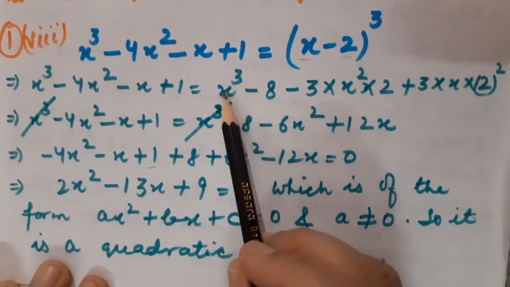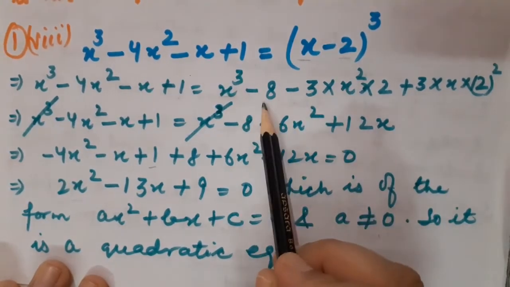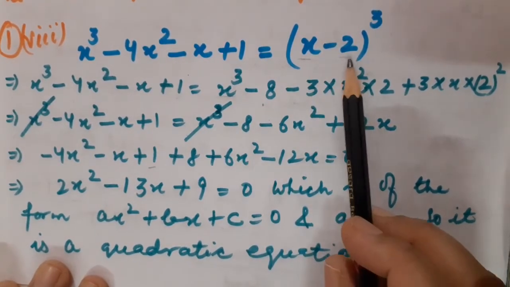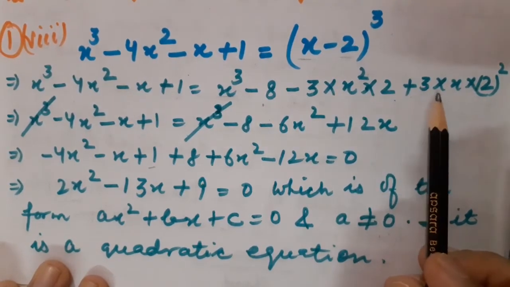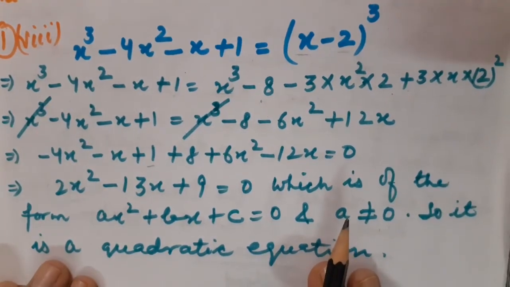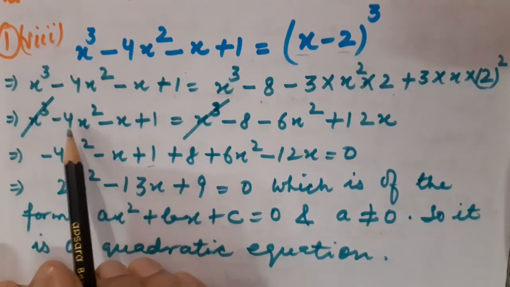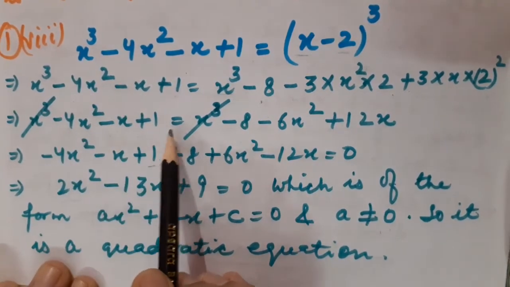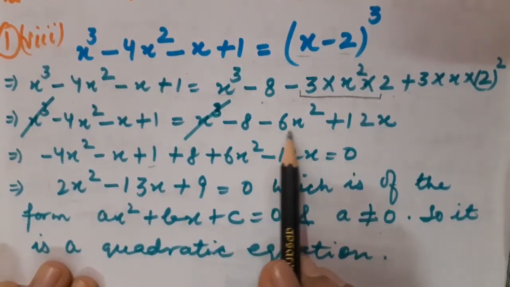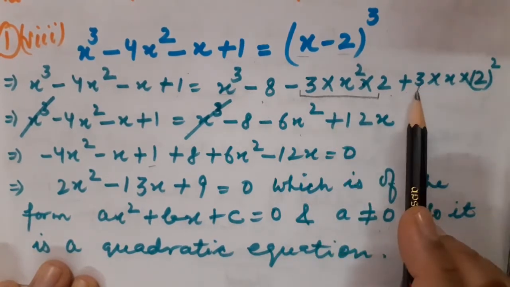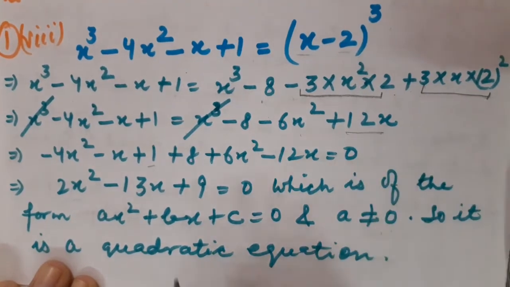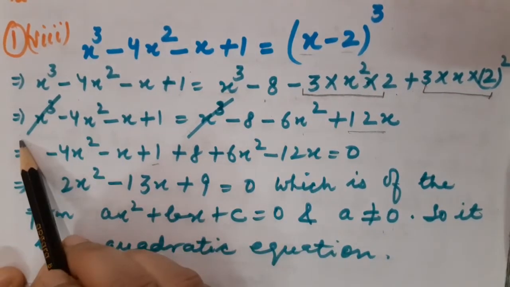It is a cube, that is x cube, minus b cube means minus 2 cube, that will be minus 8, minus 3 into a square means x square into b, that is 2, plus 3 into a is x, into b square, that is 2 square. Correct, children? Now let us simplify it. I have got x cube minus 4x square minus x plus 1 is equal to x cube minus 8. After multiplying them, I have got minus 6x square, and here after simplifying this 3x into 4, I have got 12x. Correct, children? Okay. This x cube and x cube are going to be cancelled.